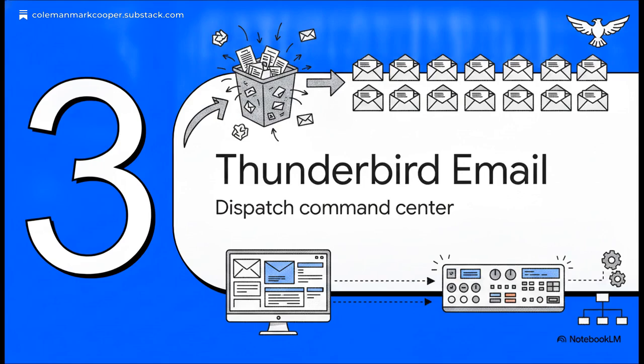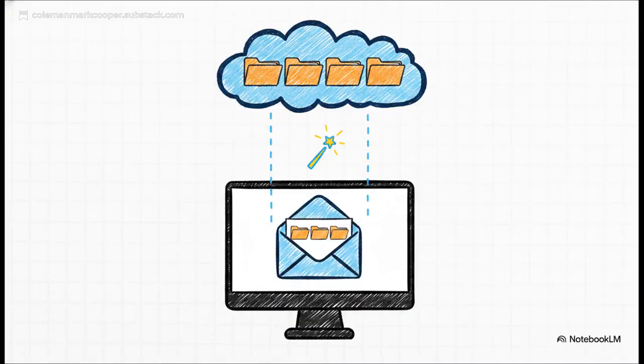All right, Section 3. PARA email with Thunderbird, your new dispatch command center. Let's transform your email from a chaotic mess into a highly organized dispatch center. To do this, you want to align Thunderbird with your cloud labels. First, create matching PARA tags right inside your Gmail settings on the web and make sure IMAP is enabled. Then open Thunderbird on your Linux desktop and simply subscribe to those new folders. Just like that, it perfectly mirrors your cloud's PARA structure directly inside your local email client.